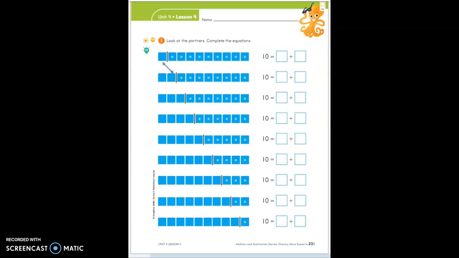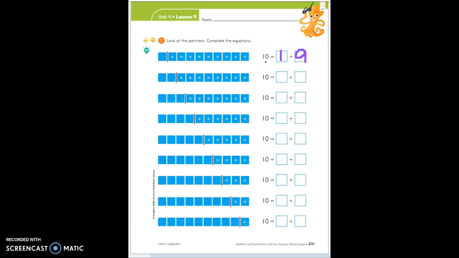So how many tiles are before the break apart stick in number 1? 1. So let's go ahead and I want you to write 1 in the first box. Then how many are after the break apart stick? 9, right? Because I know we have a 10. We took away that 1, so there are going to be 9 left. So go ahead and write a 9 in the next box. So 9 plus 1 equals 10.